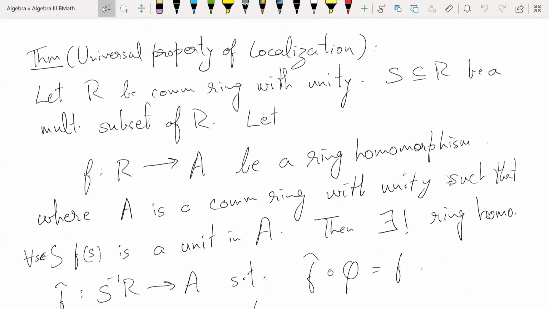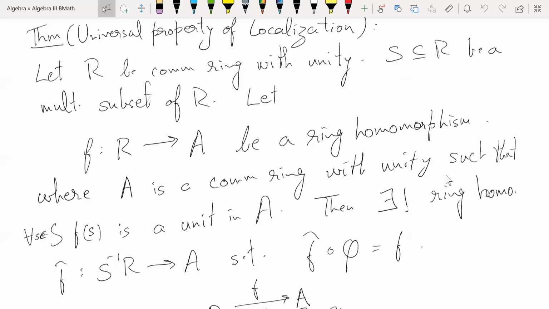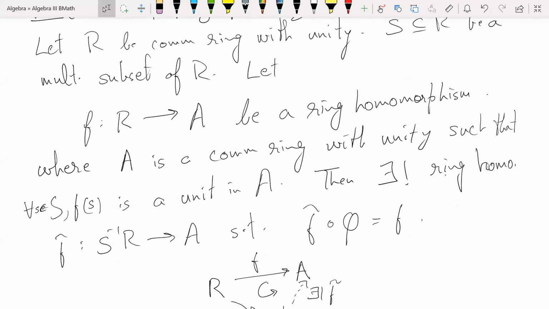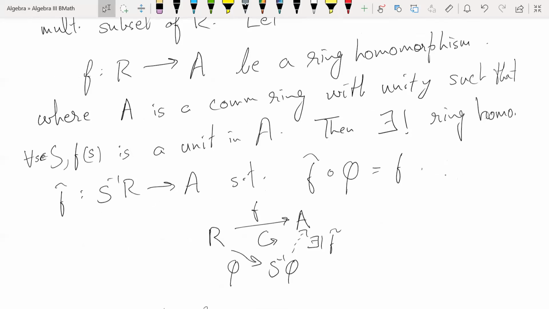So let R be a commutative ring with unity, and let S contained in R be a multiplicative subset of R. Let F from R to A be a ring homomorphism, where A is a commutative ring with unity, such that for all s in S, F(s) is a unit in A. Then there exists a unique ring homomorphism F tilde from S inverse R to A such that F tilde composed with phi is F.